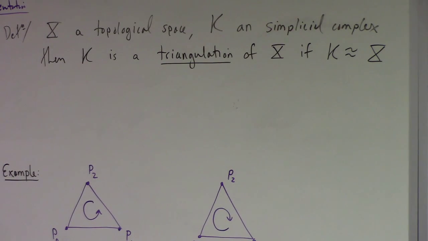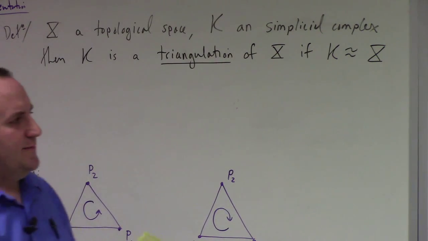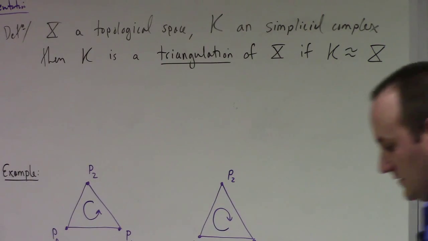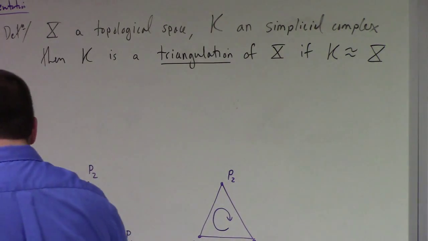There does seem to be a slight abuse of language here. On the one hand, I'm talking about K as a collection of simplices. On the other hand, I'm talking about K as a point set. When I talk about K as a point set, I'm talking about the convex hull of all the points contained within the simplicial complex. It is what it has to mean, let's say.